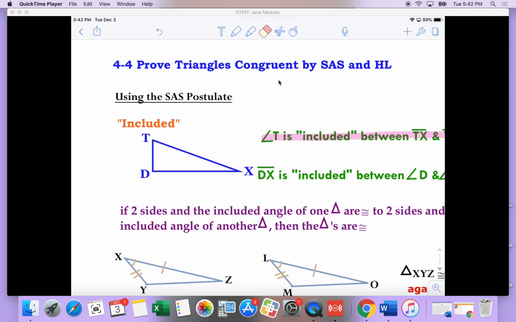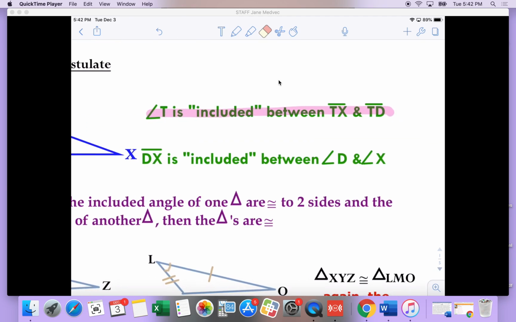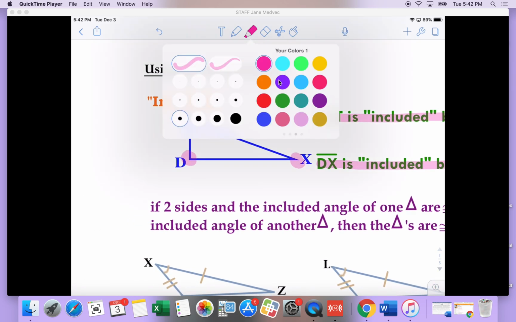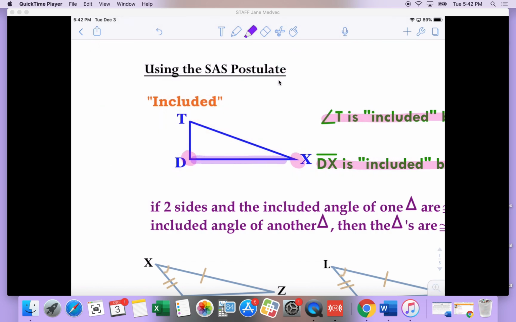If you look at the one underneath it, line segment DX is included between angle D and angle X. If I take a look at that, here's angle D, here's angle X, and that side, DX, is included. Again, that means that it's being hugged by those two angles. So when you see the word included, what it means is that the middle is hugged by those other two parts, whether it's two sides or two angles.